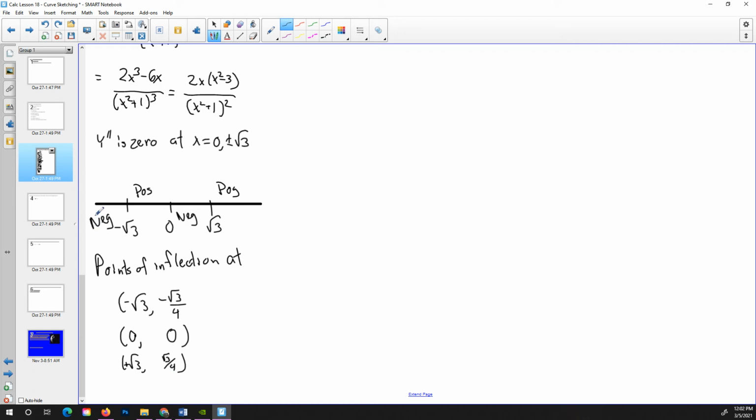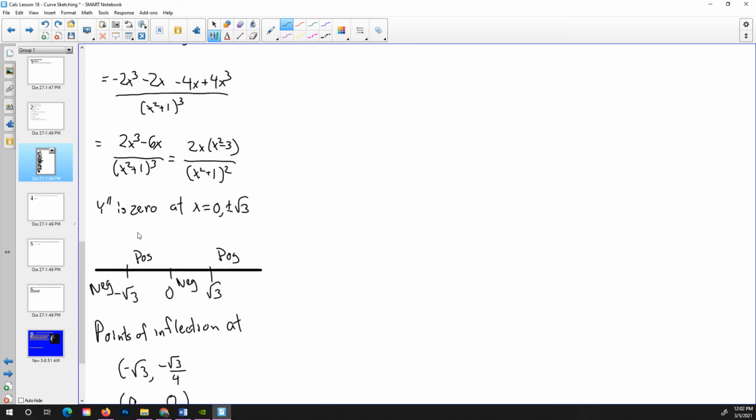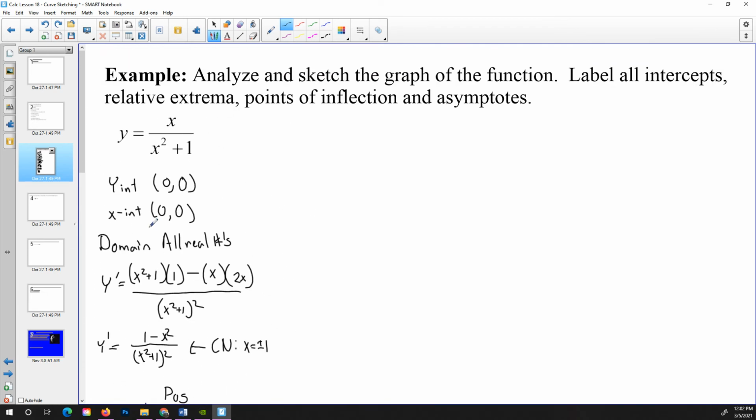Now this function is concave down from negative infinity to negative square root of 3, concave up from negative square root of 3 to 0, concave down from 0 to square root of 3, and then concave up again from square root of 3 to positive infinity. All right. So finally, I want to talk about my asymptotes.